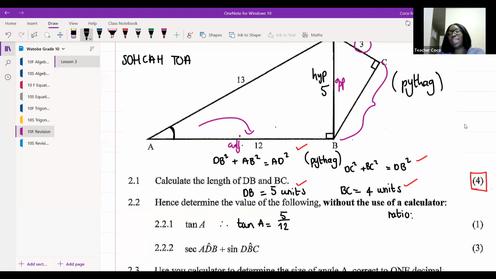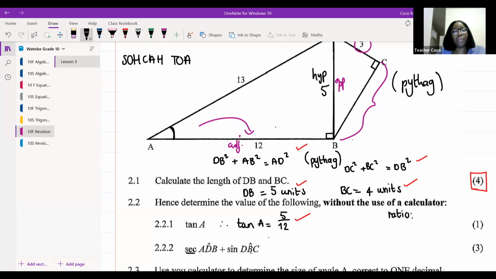Okay, and because they said without the use of a calculator, I'm not going to be able to figure out what 5 over 12 is as a decimal. You're going to get the mark for leaving it like that as a ratio. Okay, then they want us to find the sec of ADB plus the sine of DBC. Now there's some work to be done.